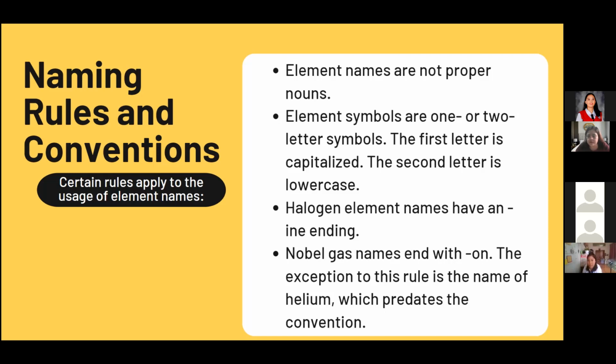So third, halogen element names have an "ine" ending. So for example, we have chlorine, iodine, bromine, and fluorine. So fourth, noble gas names end with "on." So ang mga name ng elements na under noble family or noble gases ay nag-e-end with "on", like neon, argon, krypton, pero exception dyan is si helium kasi nga nasabi ko kanina, si helium was named after a mythological concept. So next rule.